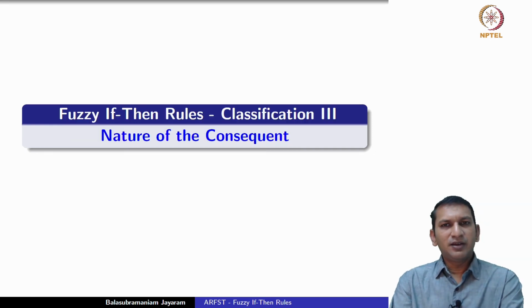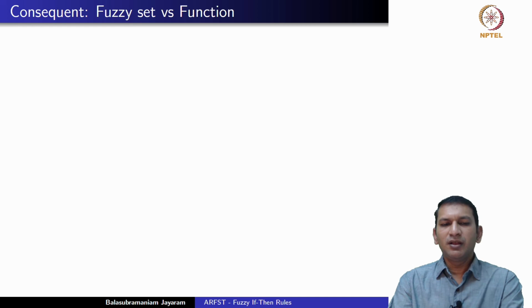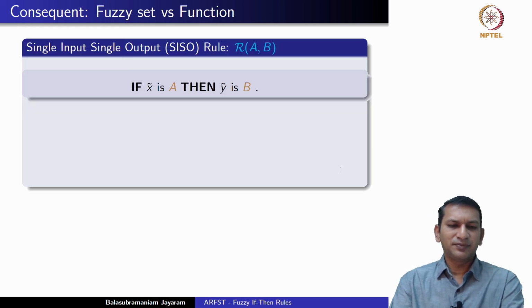Finally, a third classification can also be applied on a set of fuzzy if-then rules, dependent on the nature of the consequent. And you will see that such rules essentially distinguish between two kinds of fuzzy inference systems that we will discuss in the near future. So it depends on whether the consequent is a fuzzy set or a function.